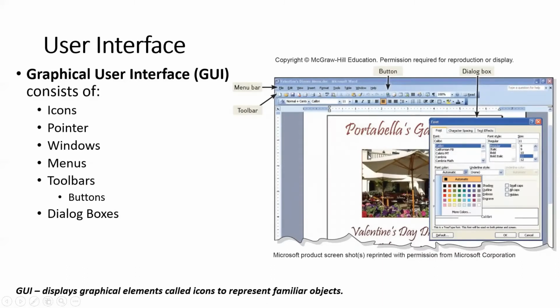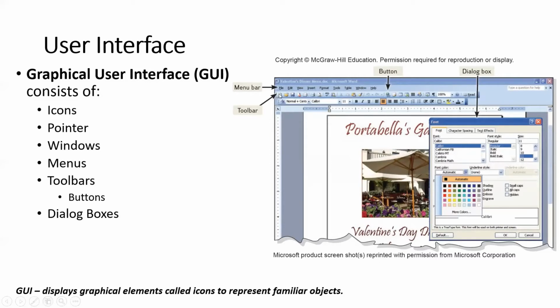System software also provides the user interface, and application software also provides you a user interface. Why? The GUI displays a graphical element called an icon to represent a familiar object. What does it mean? Icon, as you can see here, this is the icon for the file.